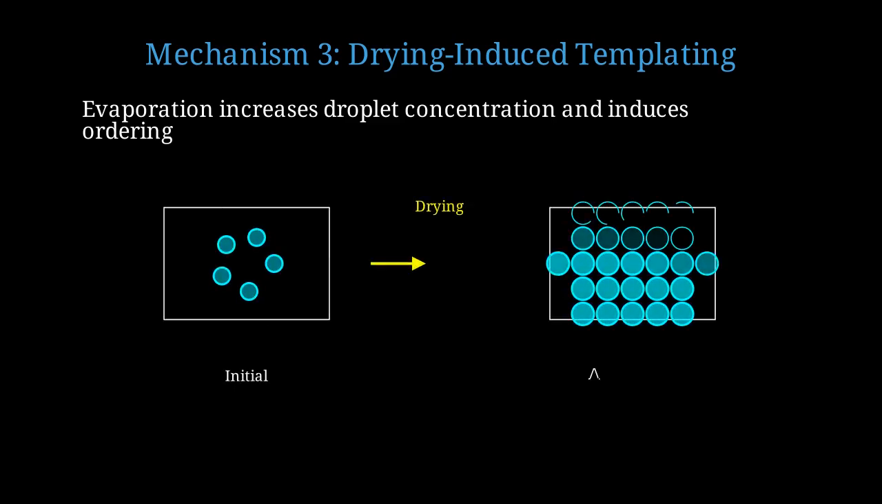This diagram shows the drying process. On the left, we have a dilute emulsion with dispersed droplets. As solvent evaporates, shown by the arrow, droplets become increasingly concentrated, and may adopt ordered packing arrangements on the right.